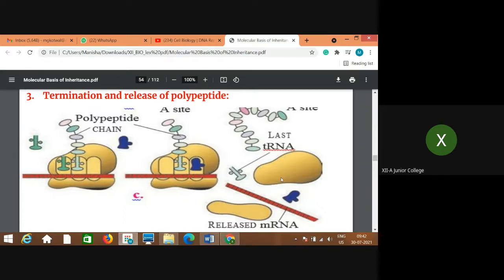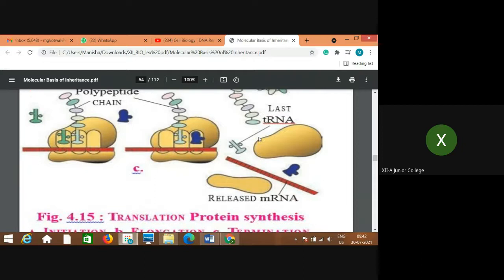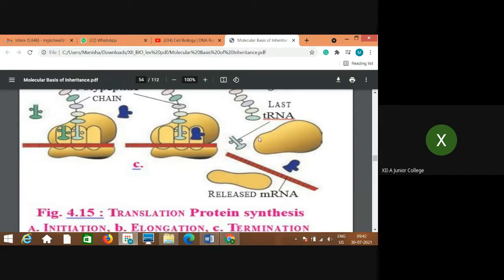So in this way, once there is formation of a long chain of amino acids, the two ribosomal subunits, larger as well as smaller, get dissociated from each other. The mRNA also gets released. The polypeptide chain also is released, and in the later stage it forms the tertiary structure, which forms the protein.